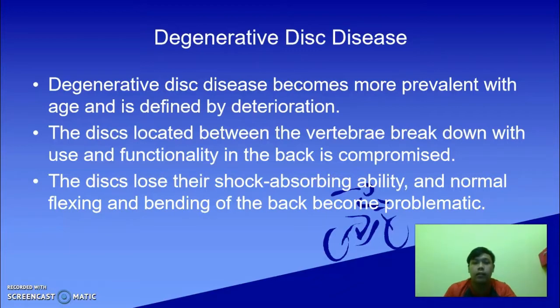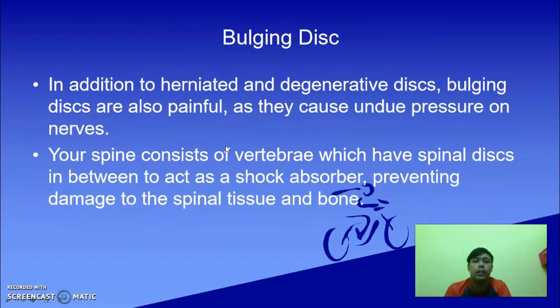The next injury is bulging disc. In addition to herniated and degenerative discs, bulging discs are also painful as they cause undue pressure on nerves. Your spine consists of vertebrae which have spinal discs in between to act as shock absorbers, preventing damage to the spinal tissue and bone. As they cause pressure on the nerve, pressure can also be passed onto the spinal cord.